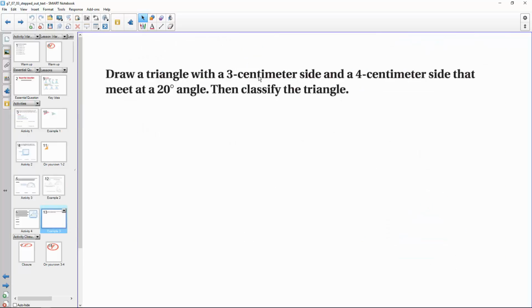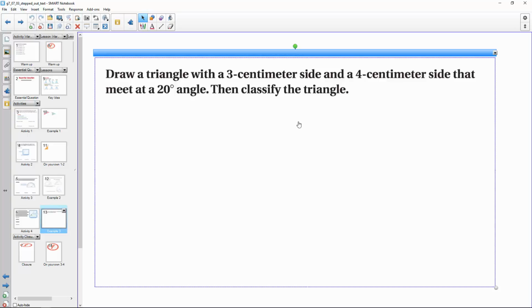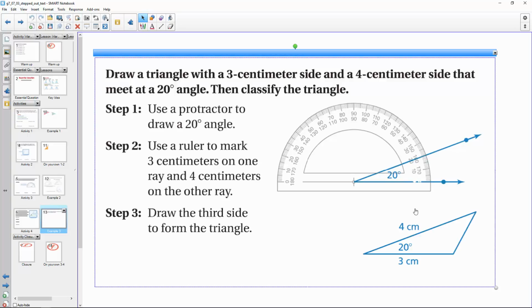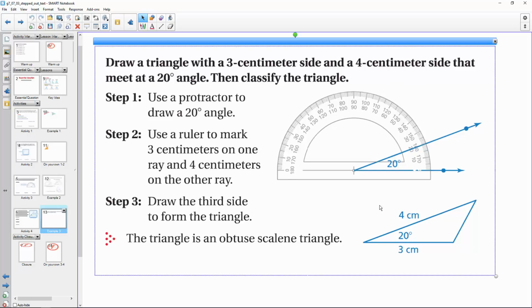Draw a triangle with a 2 centimeter side, a 4 centimeter side, and then a 20-degree angle that meets in the middle. So when I draw this out, I have this here, and just looking at it, it looks as though this is going to be obtuse. So this is obtuse. It looks like all the sides are different lengths, doesn't it? So it's an obtuse scalene triangle.